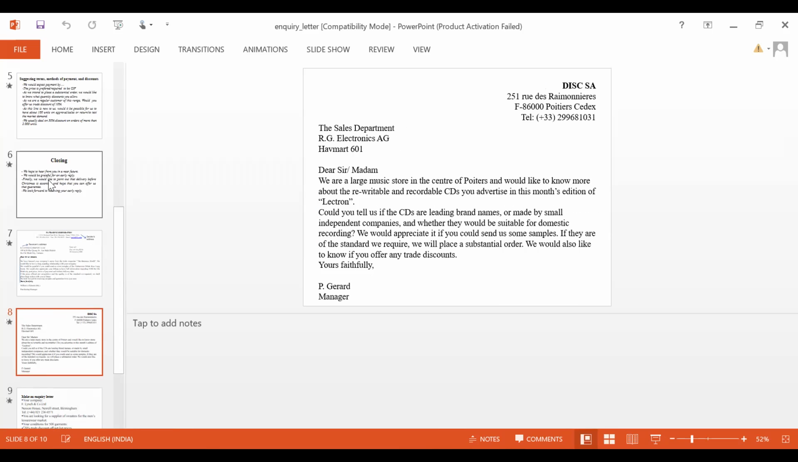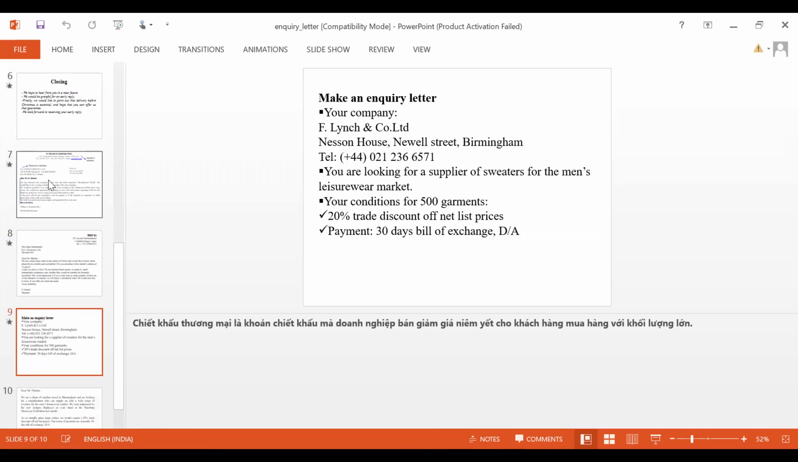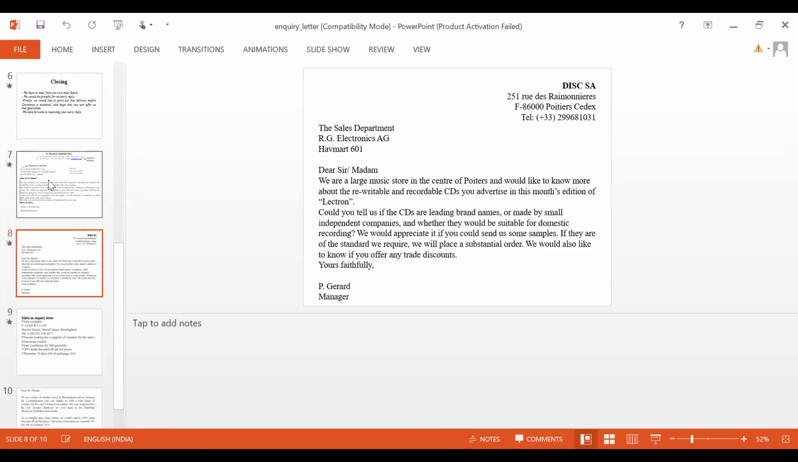This is another letter that you can see. For your reference, you can take a picture of this letter and you can read it later on. In your supplementary book also there are examples of inquiry letters. So it is not that you don't have examples or samples of inquiry letters. Okay, so this was the inquiry letter.